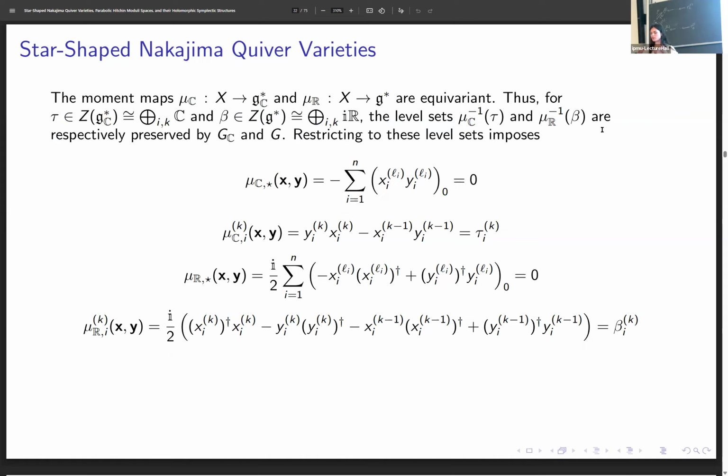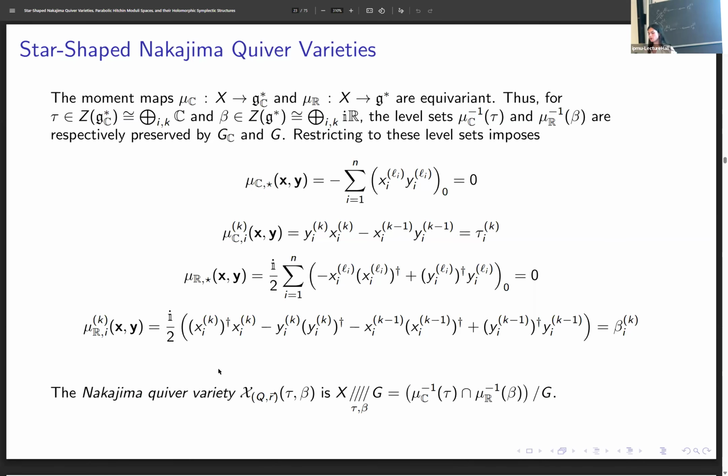And so we want to restrict our focus to these level sets, which means I impose these four families of equations. There's really one equation for every node, and then another equation for every node from 3. And then we define the Nakajima quiver variety to be this intersection of level sets mod the real Lie group. And for generic choices of beta, this is a smooth hyperkähler manifold.